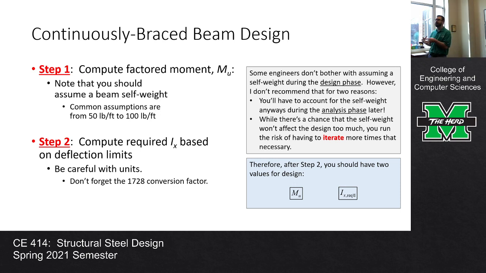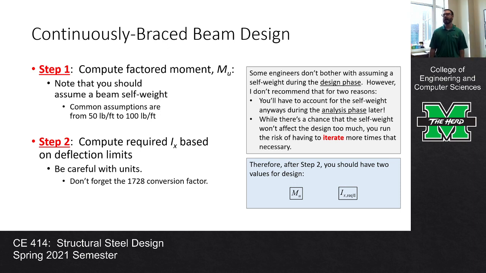So the first thing we have to do is compute the demand. And what we're going to focus on is the moment. We're not going to focus on the shear because the shear tends to not matter. So we're going to compute the factored moment. One thing that you should do is assume a beam self-weight. So if you're in design land, you are trying to pick a beam to support some loads. All beams must be able to withstand their own self-weight. And if you're in design land, you don't know how much the beam weighs because you don't know what beam you're going to use. And so common assumptions are usually something like 50 pounds per foot, 100 pounds per foot, something like that.